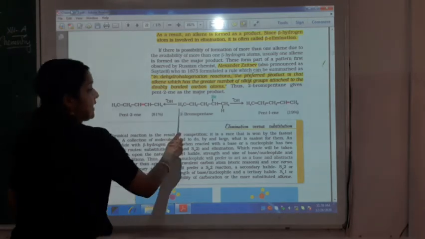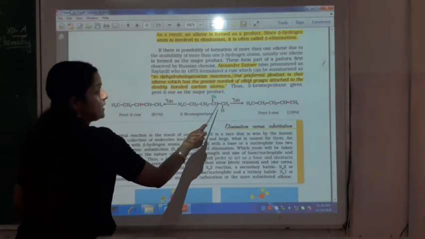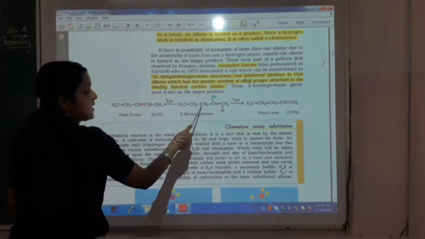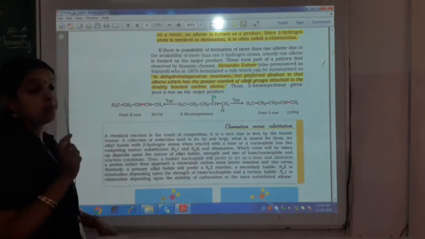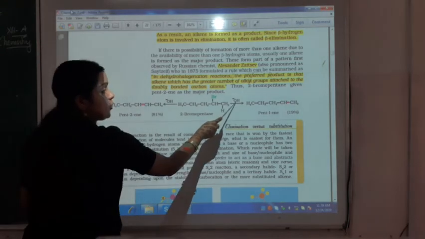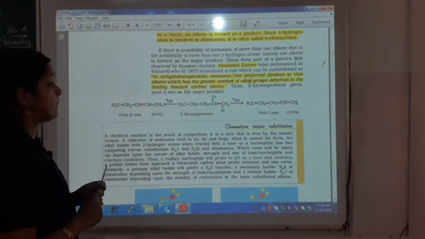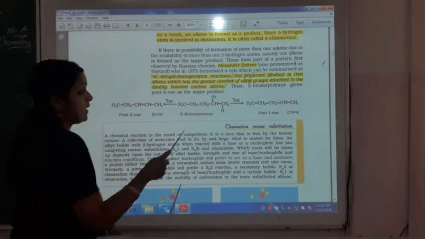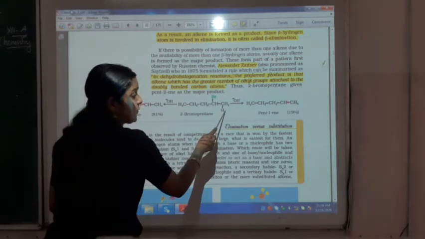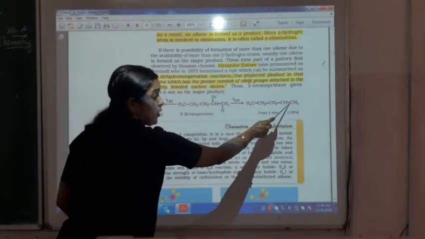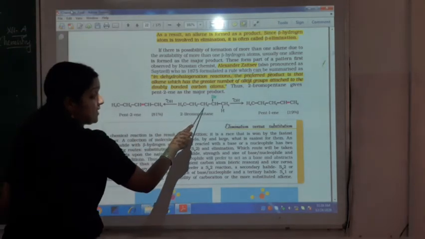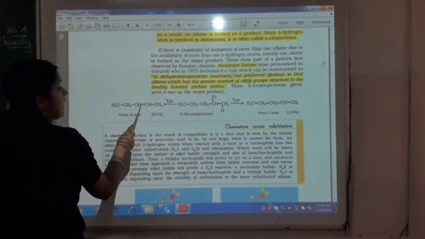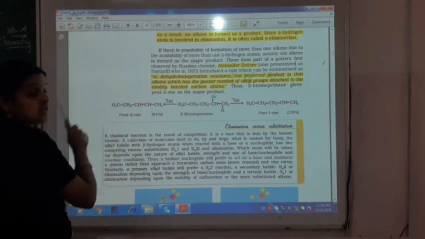So, this is my reactant. I have CH3, CHBr, CH2, CH2, CH3, that is 1, 2, 3, 4, 5, 2-bromopentane. Now, when a nucleophile is coming and attacking, there can be two products formed. I can lose my hydrogen from here and bromine from here, so the double bond is at the first carbon, or I can take this hydrogen and this bromine, so I have a double bond formed at the second carbon atom.